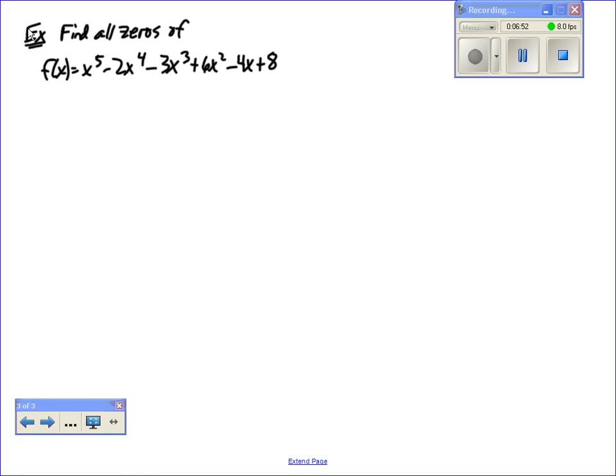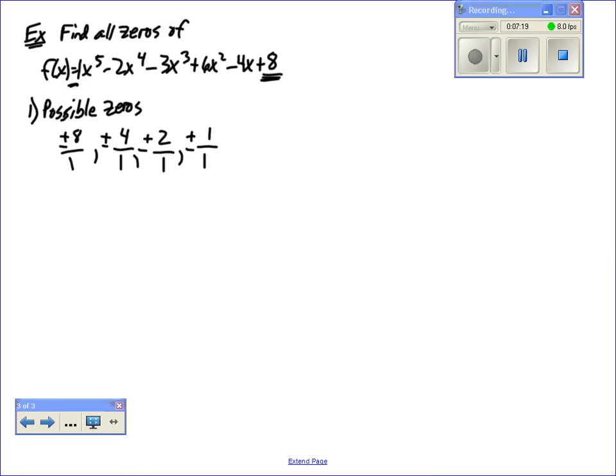So I think about, first of all, number one, what are my possible zeros? Possible zeros. So I say factors of 8, right? Factors of p over factors of that 1 in front, right? Factors of 1. So I say, okay, plus minus 8 over 1, plus minus 4 over 1, plus minus 2 over 1, plus minus 1 over 1. Okay, so I got 2, 4, 6, 8 of them I got to try.